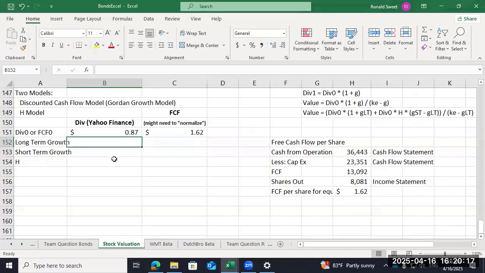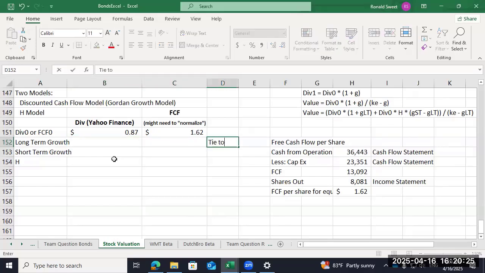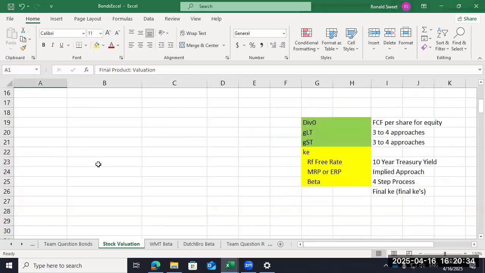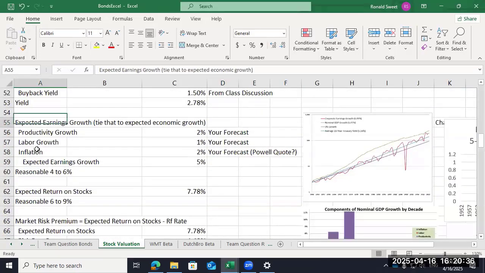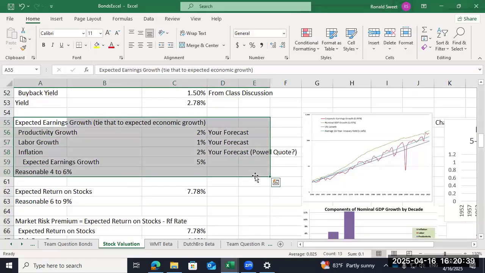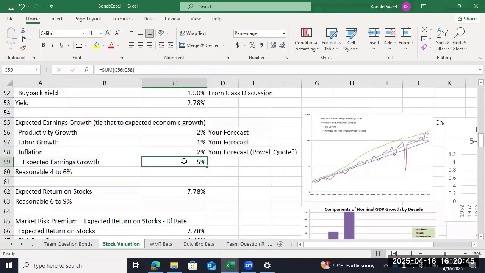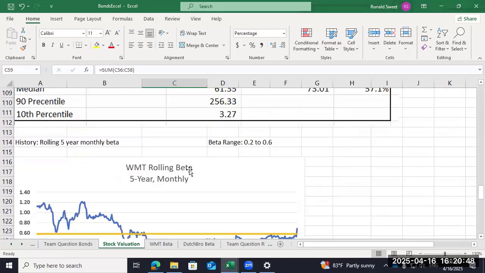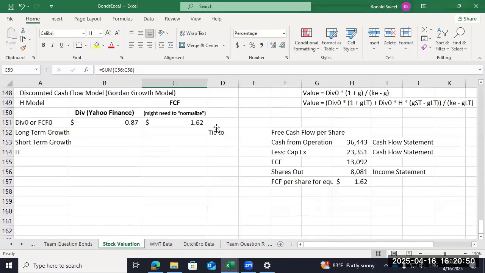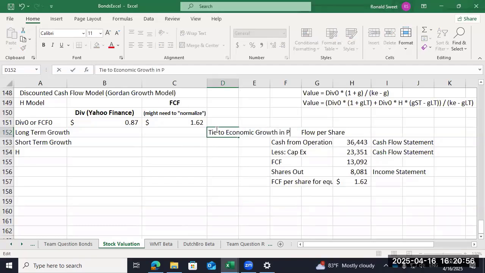All right, long-term growth rate. What do you think you're going to use there that we've already used? What might we tie the long-term growth rate of any company to? What do we do in paper 3? I remember in paper 3, this thing here, our growth for the economy, that would probably be a good number to use. We expect the economy to grow about 5%. So tied to economic growth in paper 3.